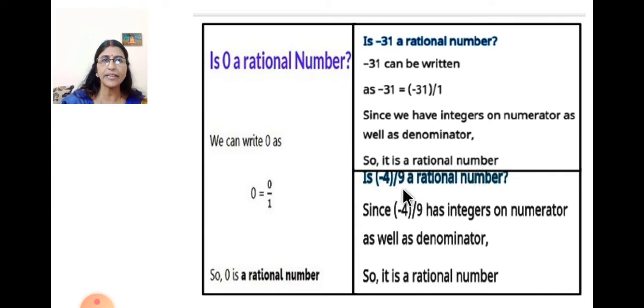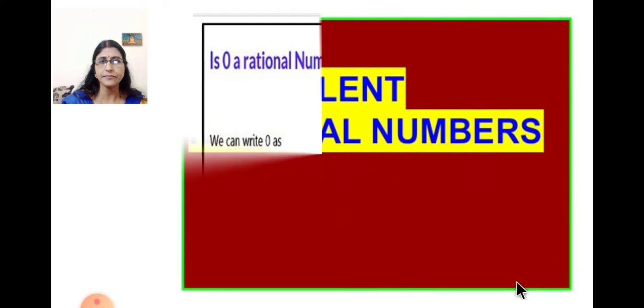Let us take one more example. Is minus 4 upon 9 a rational number? Since minus 4 and 9, you can see both of them are integers, and they are in the numerator and denominator, and the denominator is not equal to 0, it is also a rational number.